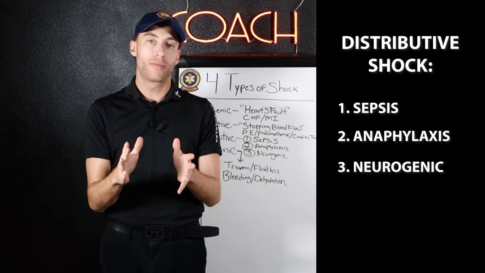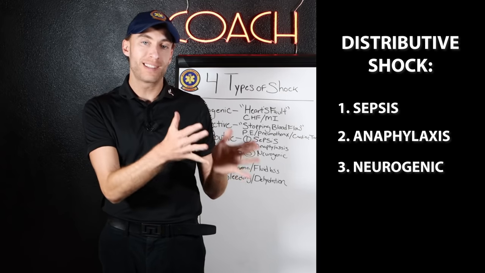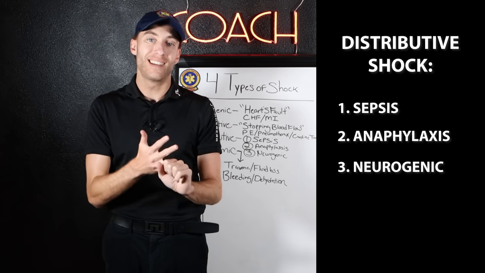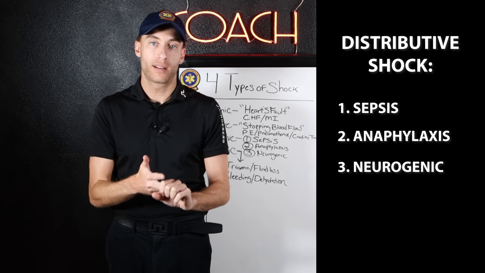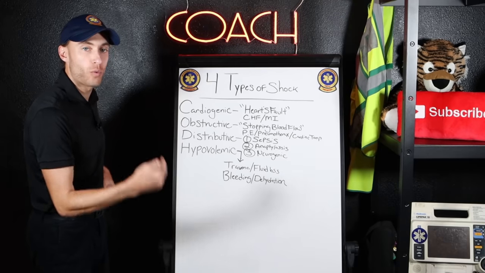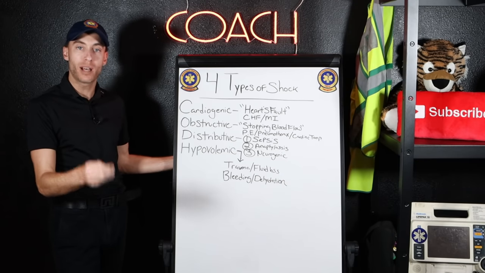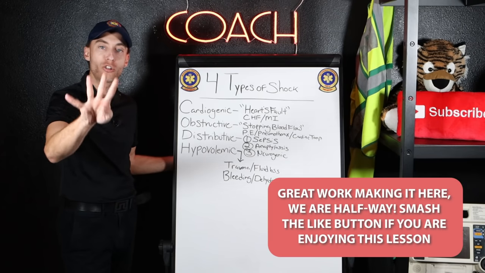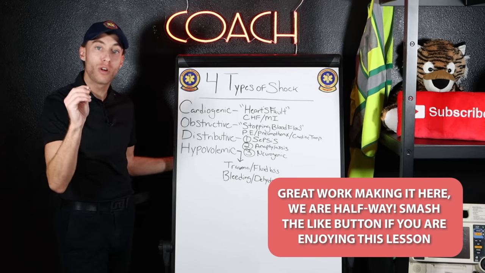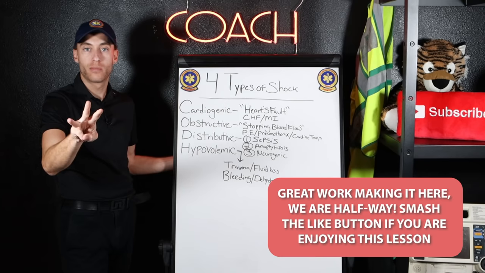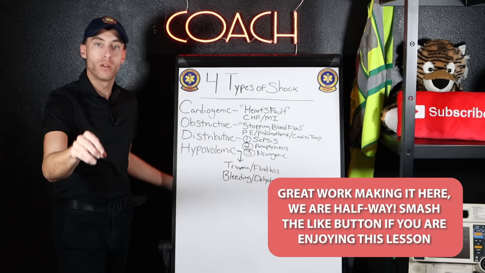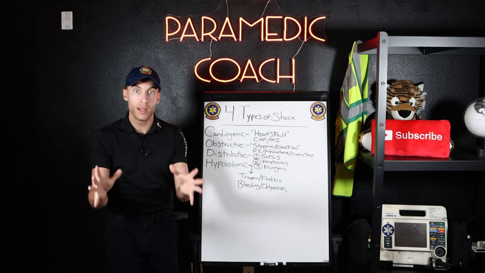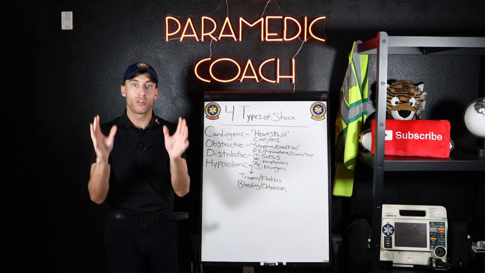So here's distributive. And I'm going to put on the screen here the three types, okay? We have sepsis, anaphylaxis, and neurogenic. So these three types are the subtypes under distributive shock. So there's four major types of shock, but distributive has three subtypes. Okay, I just talked about those. Now, I want to go through each one individually, then I'm going to give you the big pearl that you got to know about distributive shock.